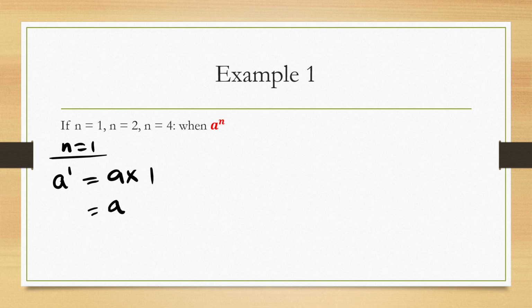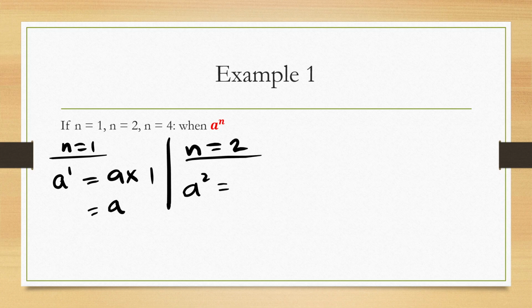We don't usually write the power of 1 because it's kind of pointless. It's just 23. A to the power 1 is the same as a, so it's much easier to use a than writing a to the power 1 each time.